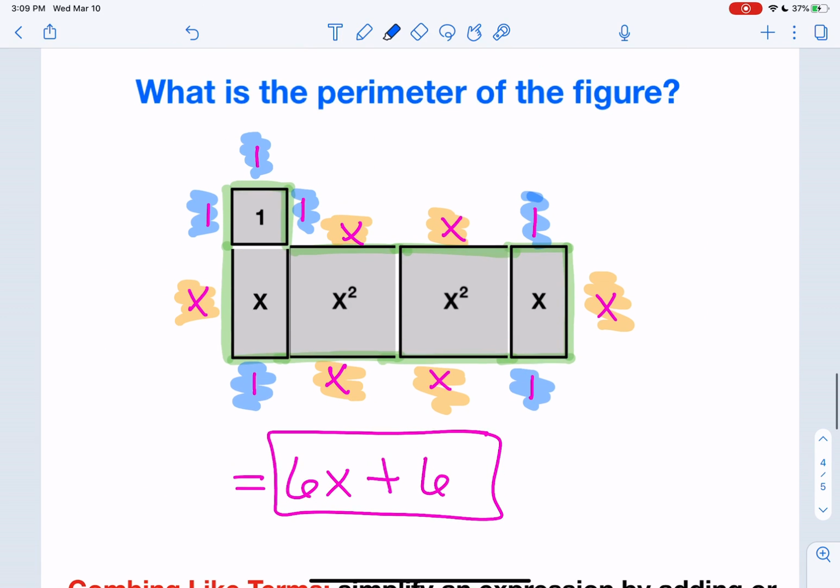And that's why when you're doing the perimeter, you end up with something like 6x plus 6, because the x squared box, the x box, those sides of x are not the same length. They do not equal 1. So x's go with x's, regular numbers go with regular numbers.